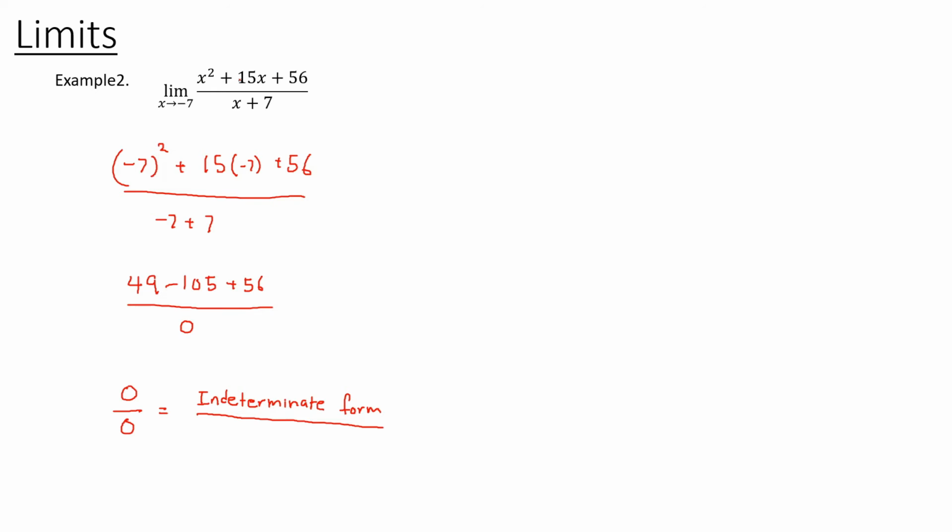In this case, it seems like the numerator is factorable. So we're going to try to factor the numerator first. This will become the limit of x plus 7 times x plus 8 over x plus 7, and you're still approaching negative 7. It seems like x plus 7 will divide each other out. So you're left with the limit of x plus 8 as x approaches negative 7.